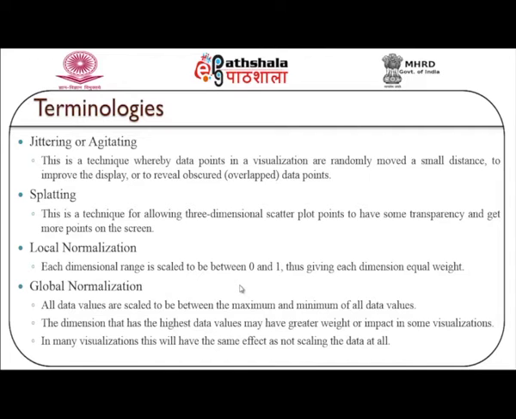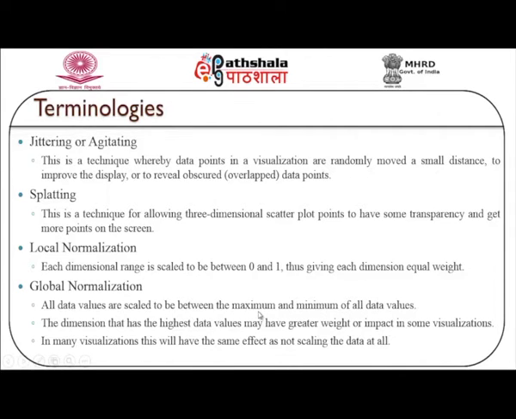The other terminologies are jittering or agitating. This is a technique whereby data points in the visualization are randomly moved a small distance to improve the display or to reveal obscured or overlapped data points. Splatting. This is a technique for allowing three-dimensional scatter plot points to have some transparency and get more points on the screen.